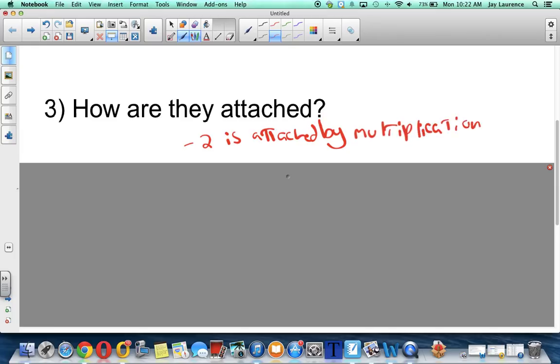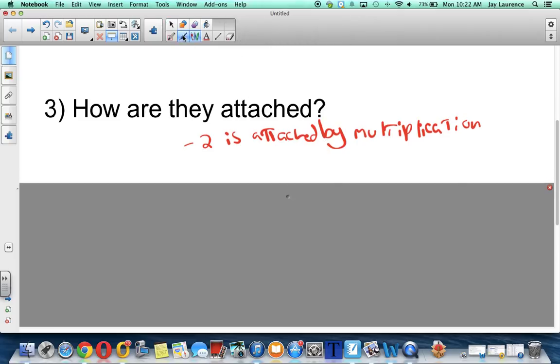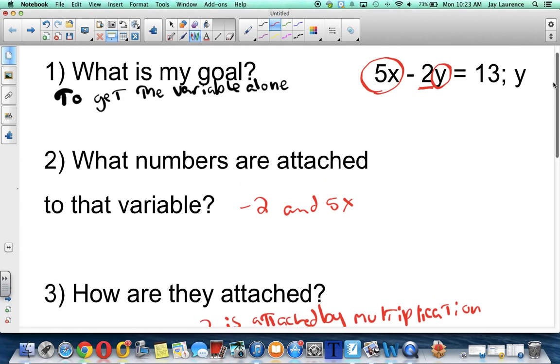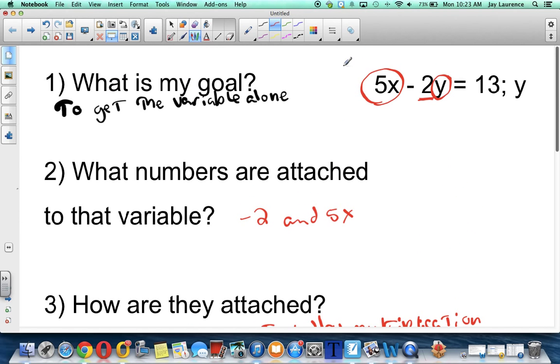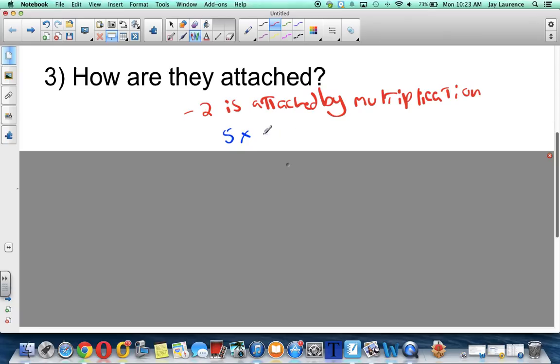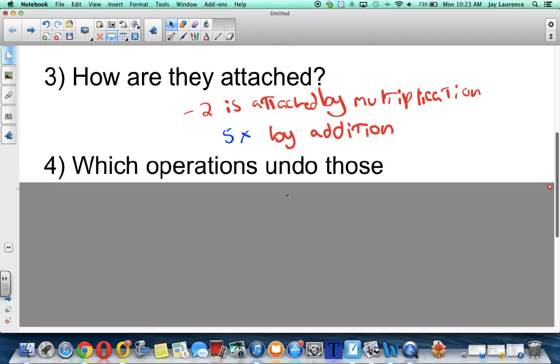All right, and let me see here. What was it? The 5x. The 5x is going to be attached by addition, I believe. Why do I say addition? Because it's a positive 5x, isn't it? So the 5x is attached by addition. All right. So, 2 more questions here.